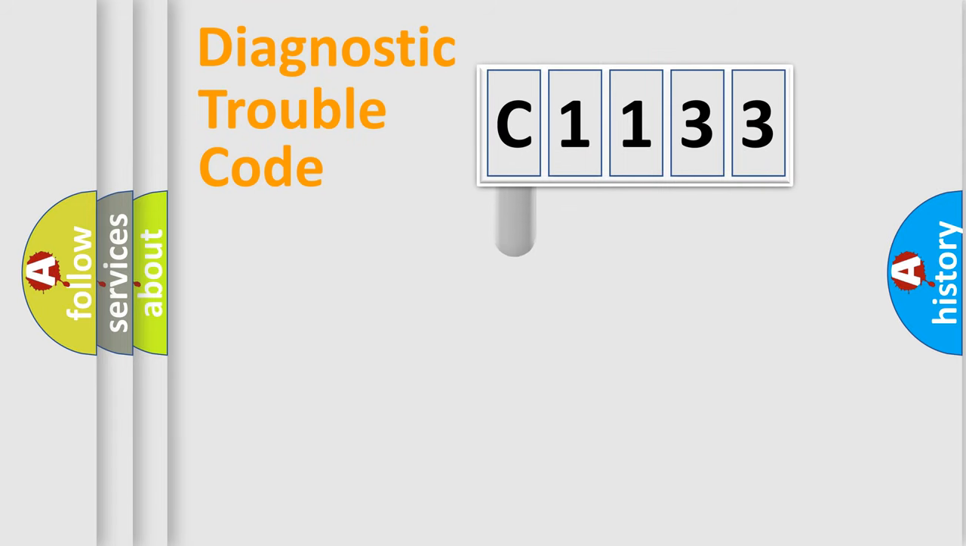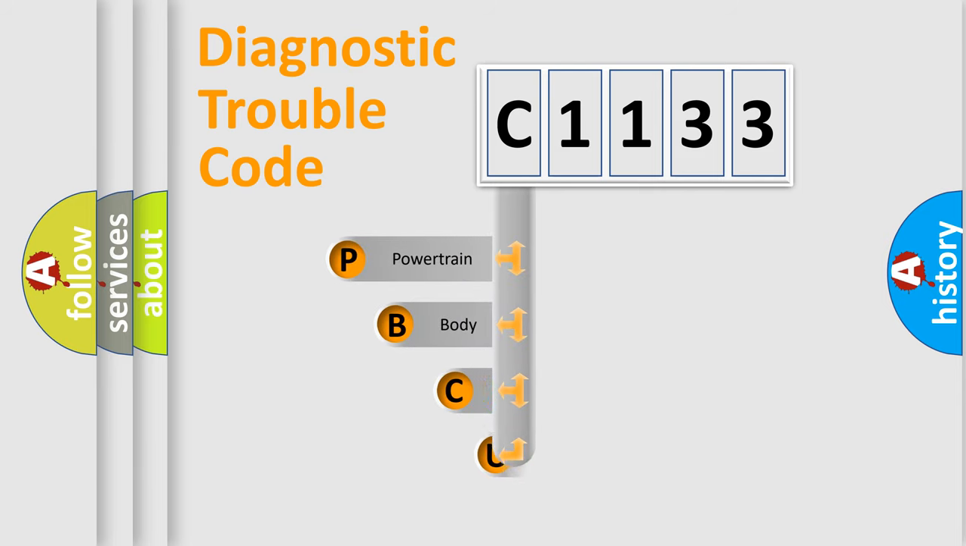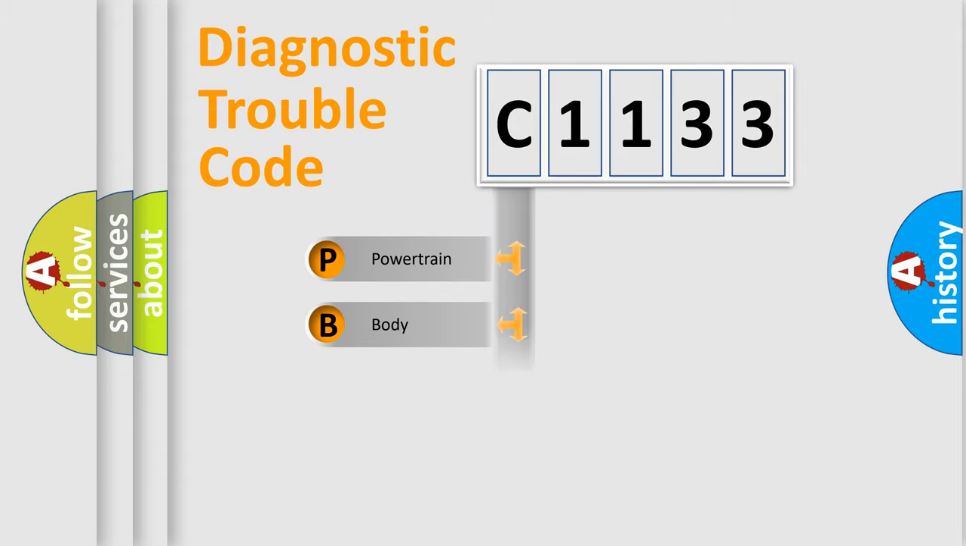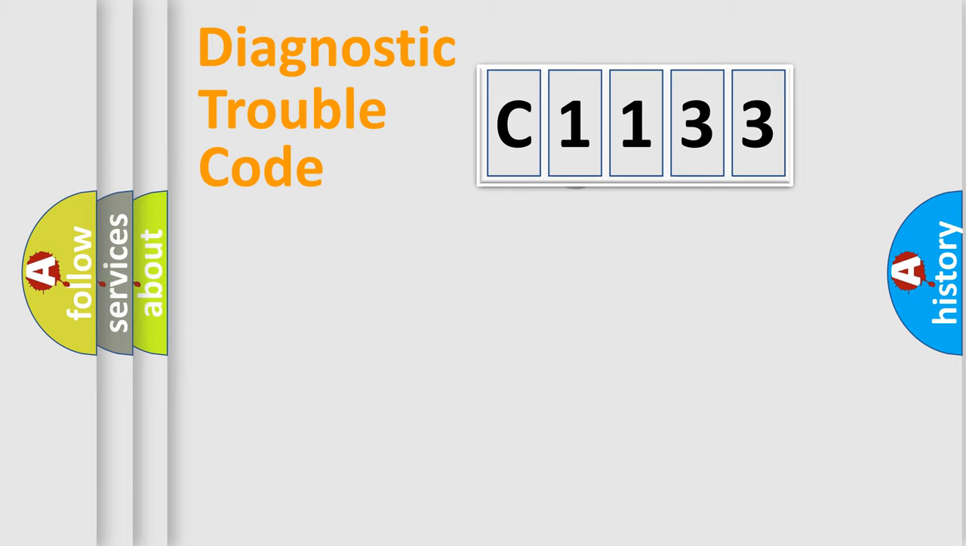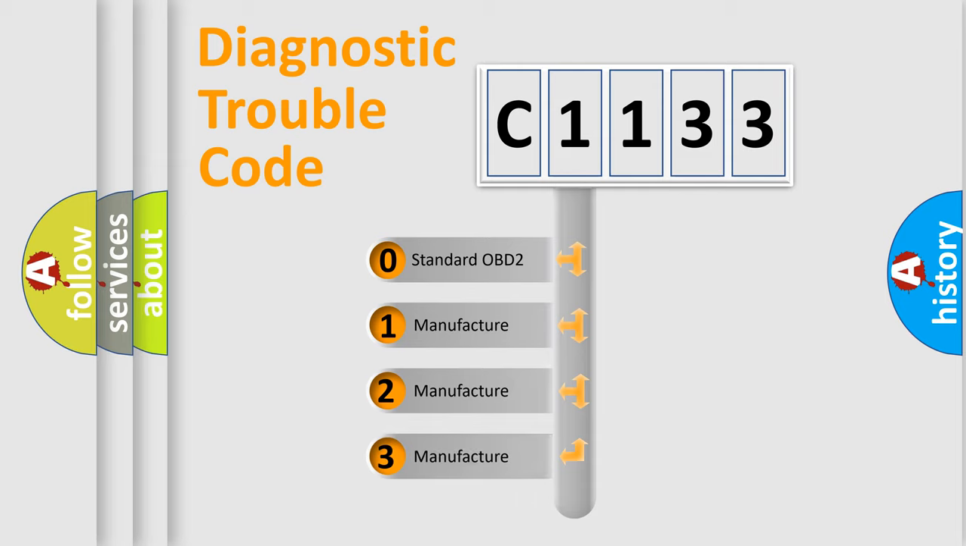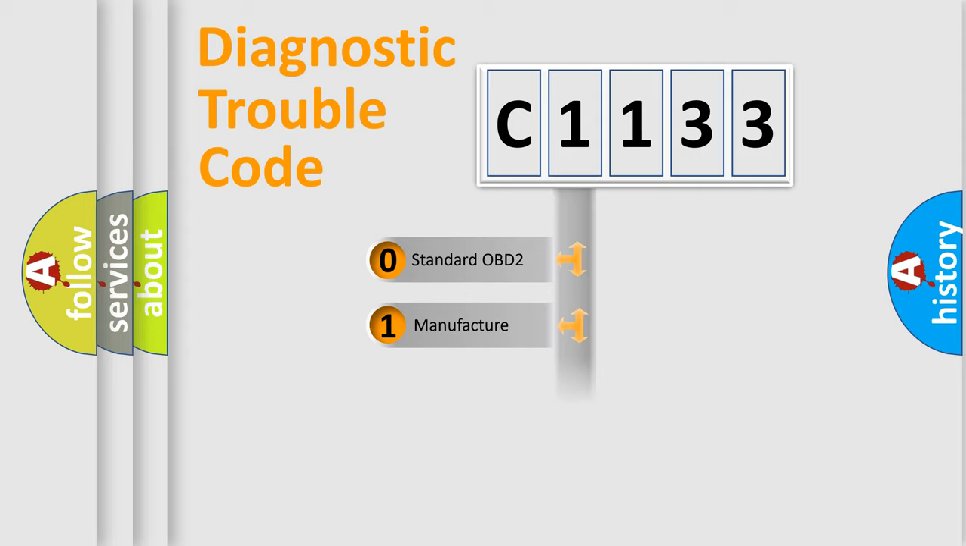Let's do this. First, let's look at the history of diagnostic fault code composition according to the OBD2 protocol, which is unified for all automakers since 2000. We divide the electric system of the automobile into the four basic units: powertrain, body, chassis, network. This distribution is defined in the first character of the code. If the second character is expressed as zero, it is a standardized error.